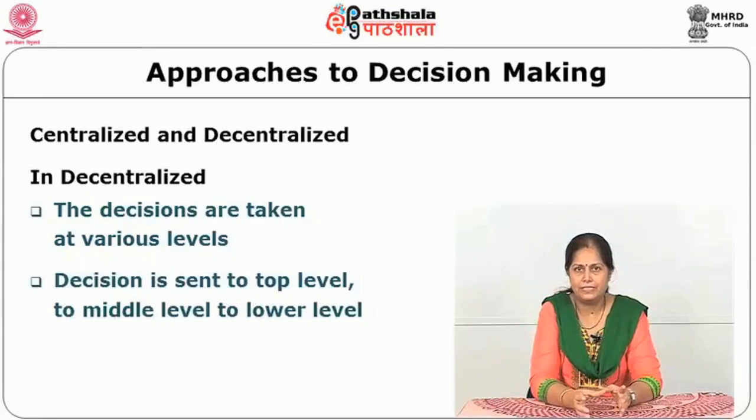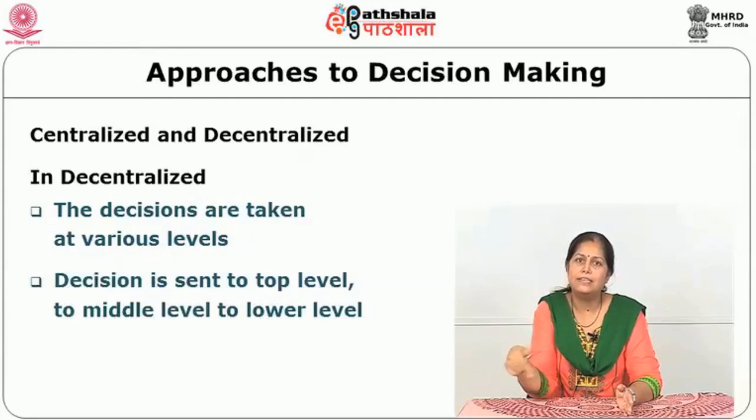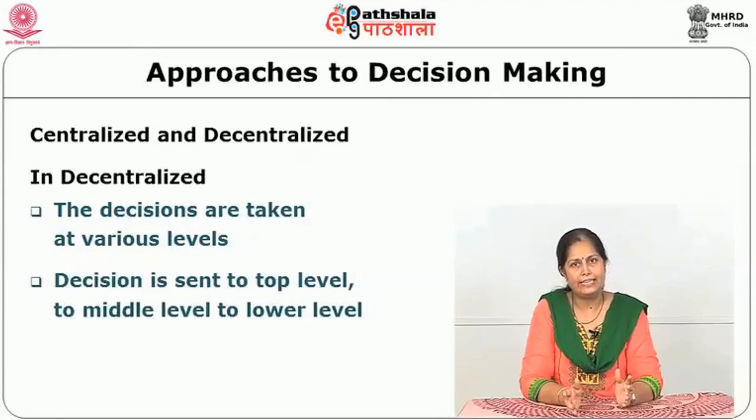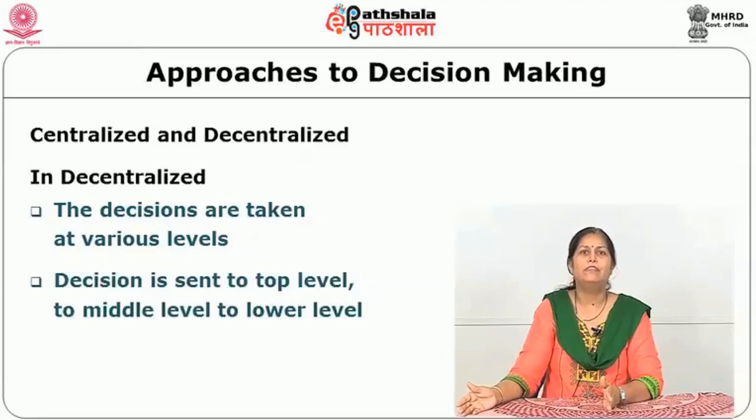Maybe the top management will take up a decision and send it to the middle management for getting their approval or for getting their feedback about that particular decision. In this way the decision is sent from the top level to the middle level, and considering their feedback and their opinion, the final decision will be taken. So in this way, the decision is divided among the levels.